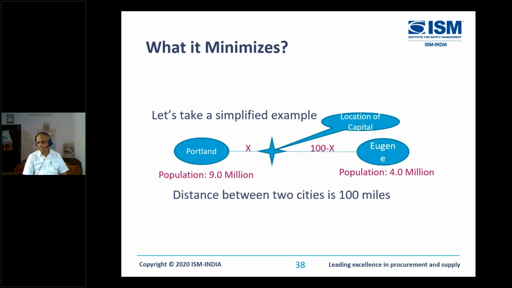So let us take a small linear example to make it a much simpler problem. Suppose we have two cities, Portland and Eugene. They are 100 miles apart. Portland has a population of 9 million and Eugene has a population of 4 million. Suppose I want to locate the capital, where should I locate it? If I locate it at a distance of x, then the other distance is 100 minus x.